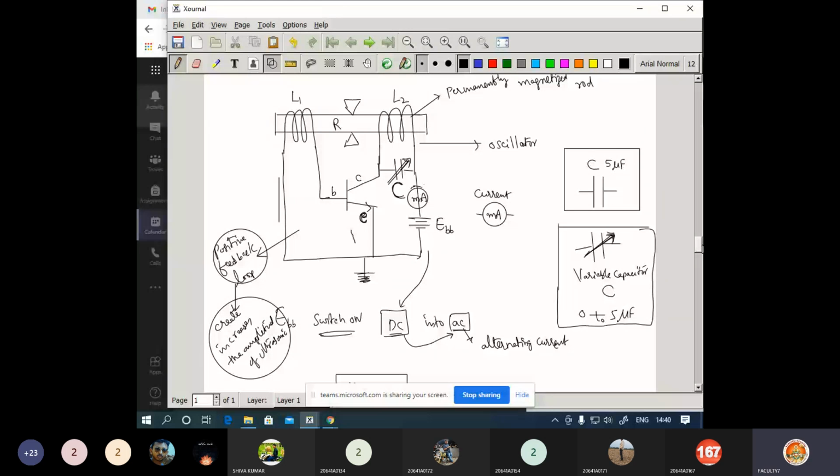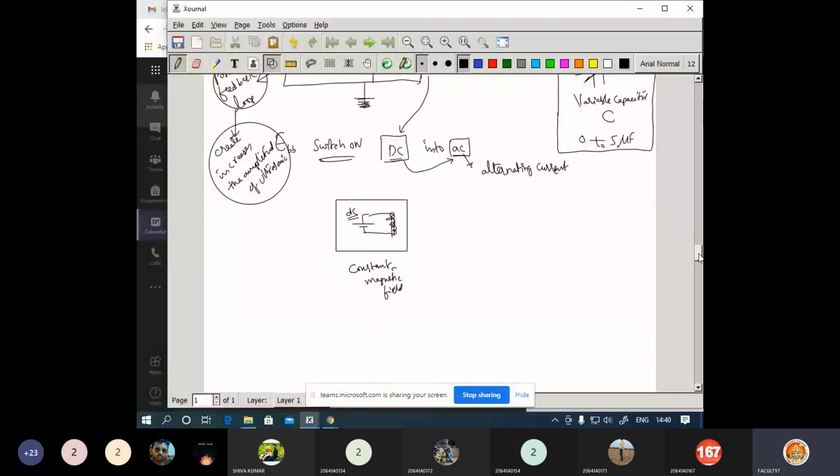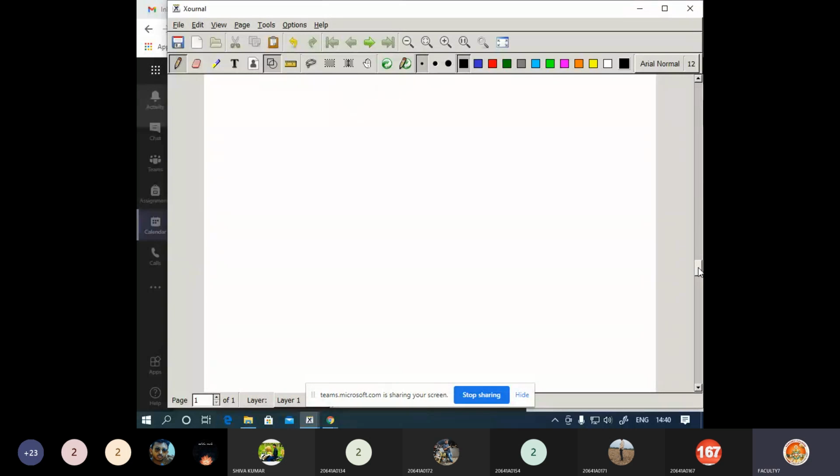It is going to amplify that. Now let us refer to the concept of ultrasonics. Here, what we had mentioned, this is the iron rod, and this is going to create the alternating magnetic field. It is connected with the capacitor here.